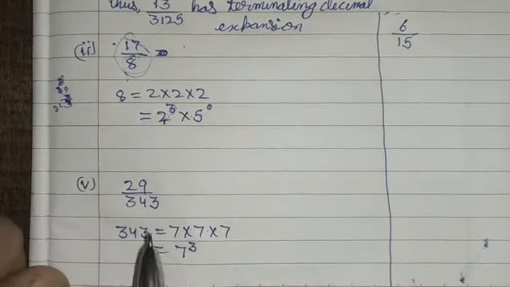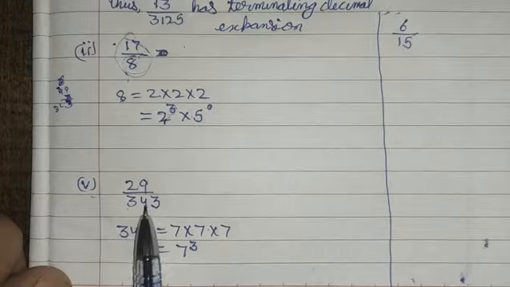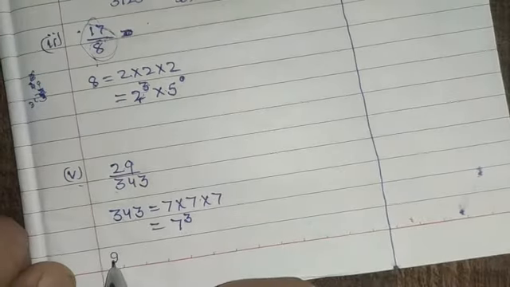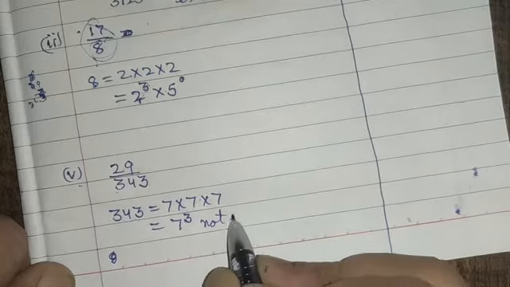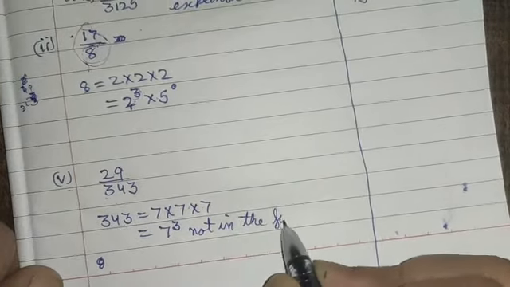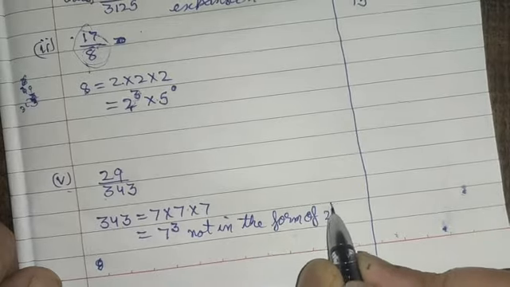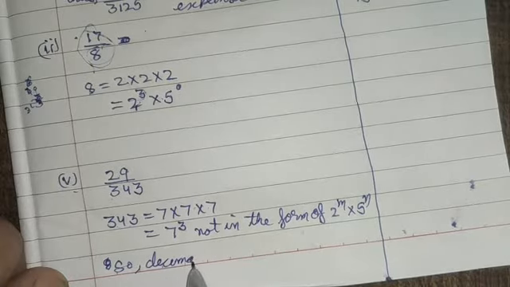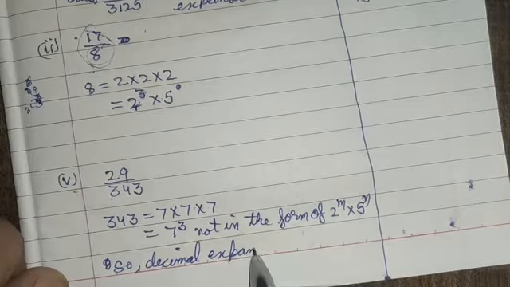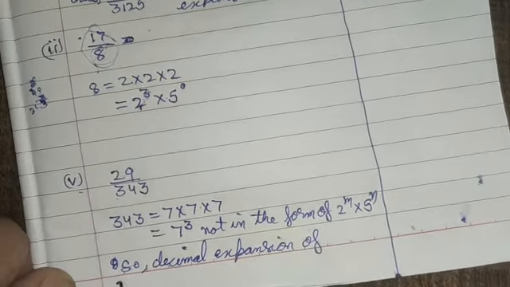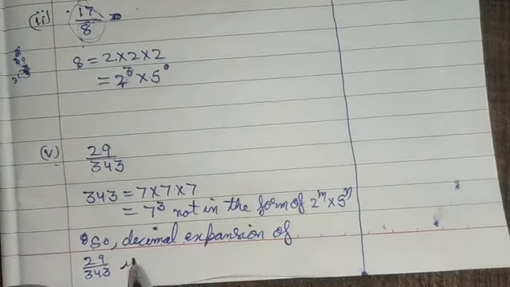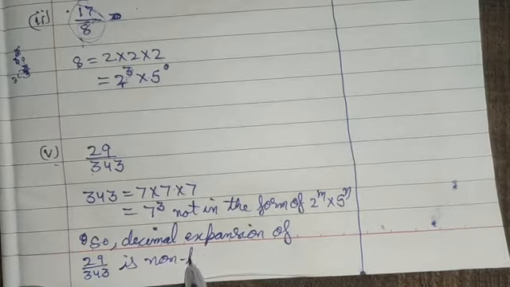Now see here, the fifth part. Here it is 29/343, and if we factorize 343, the prime factors of 343 are 7 into 7 into 7, that is 7 cube. It is not in the form of 2 raised to power m into 5 raised to power n. So the decimal expansion of 29/343 is non-terminating.